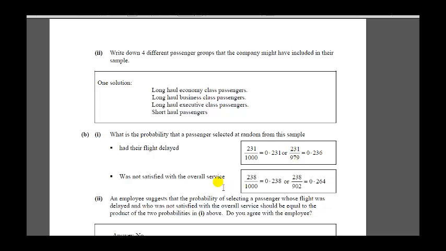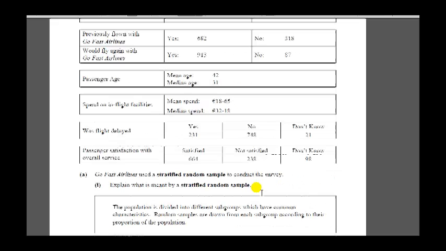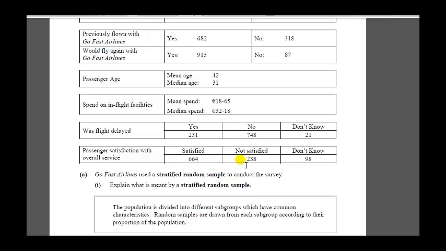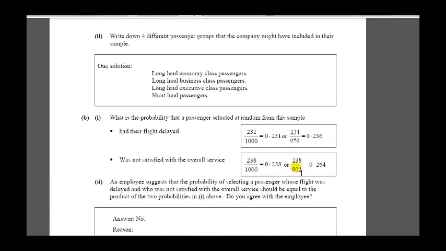Next, we want the probability that a passenger was not satisfied with the overall service. So we just get the number of people who are not satisfied with the service. That's 238 over the total number in the sample, which is 1,000. So we get it from this table here. Perhaps to get a better estimate of that proportion, we should disregard the people who weren't sure about their satisfaction level, whatever that means. So that's 98, so we take 98 from 1,000, and we get 902 people who were sure about whether or not they were satisfied with the service.